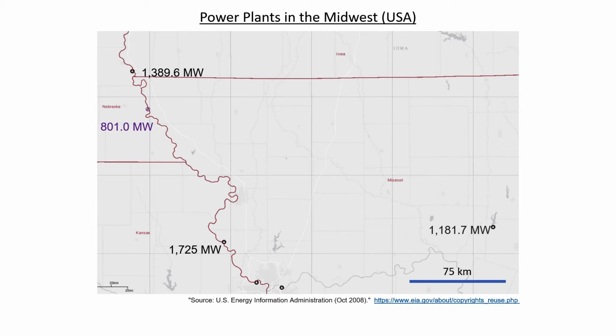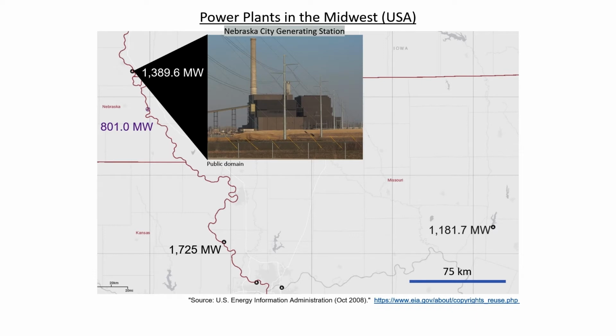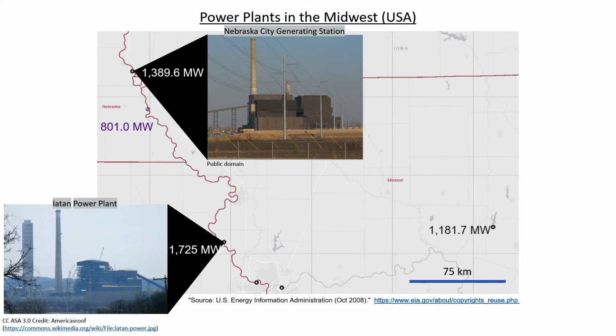You might also notice that 2 out of the 3 coal-fired plants are built along the same river. Naturally, they're using the Missouri River to provide that condensation that they need for operating their steam turbines. Let's take a look at them. This is the Nebraska City Generating Station with a nameplate capacity of 1,389.6 megawatts. You can usually identify coal-fired power plants because they typically have a very tall chimney stack. This is what the Iatan power plant looks like, also along the Missouri River, with a nameplate capacity of 1,725 megawatts.